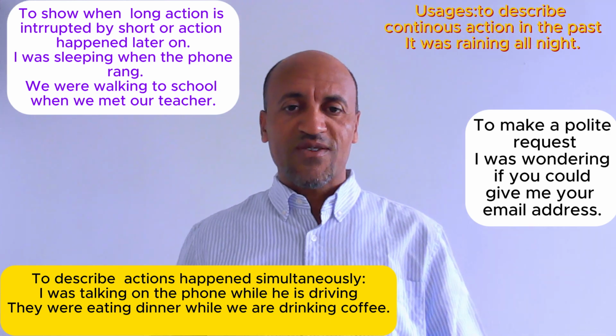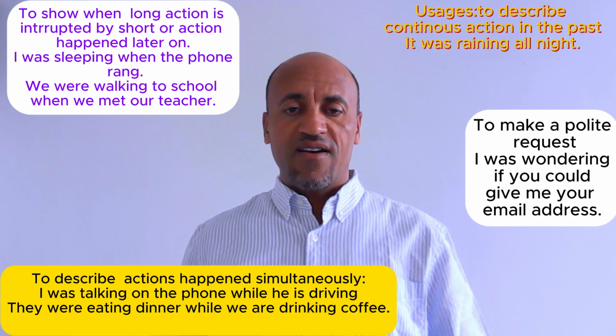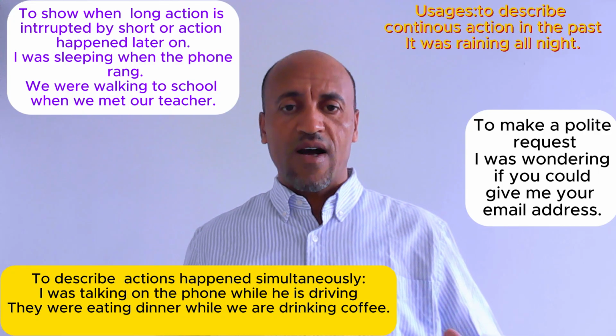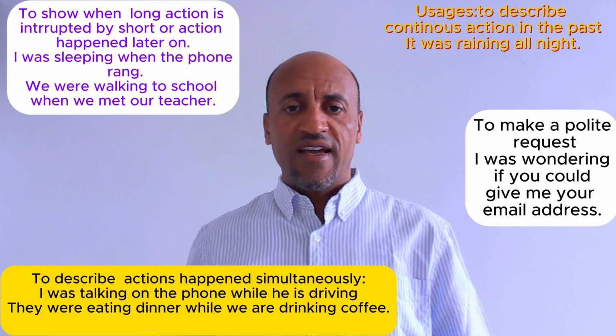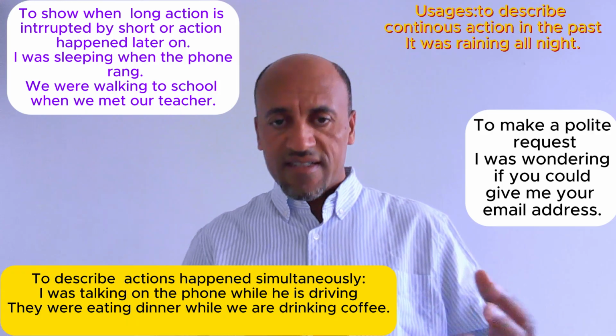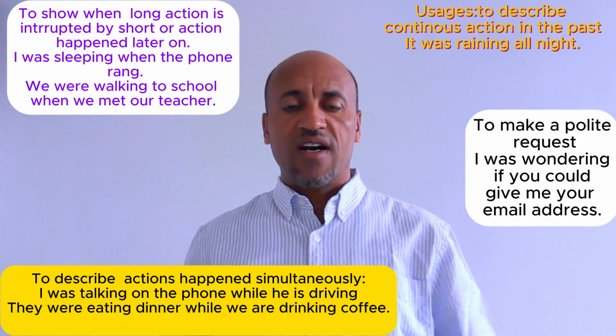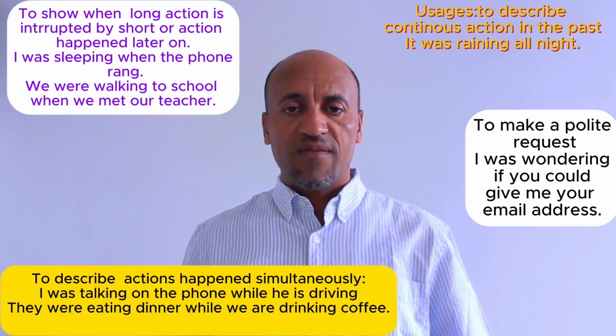We can use past continuous tense to describe actions that happened for a period of time in the past. For example, it was raining all night. This shows the action went on for a length of time in the past.